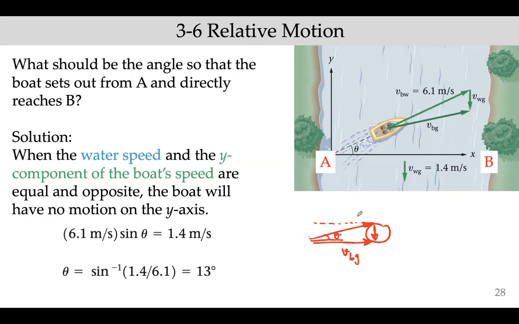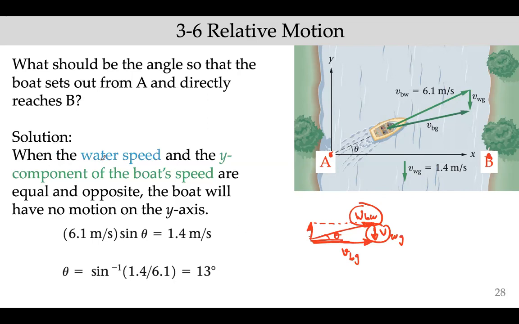So remember, this is velocity of the boat with respect to the water. So this velocity of water with respect to the ground should be exactly opposite and with the same magnitude to the y component of velocity of the boat with respect to the water. In that case, the resultant, the final vector, will be exactly in the east direction, so that you can go from A directly to B.